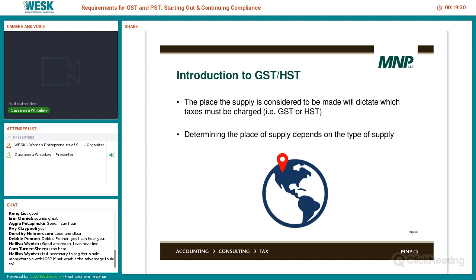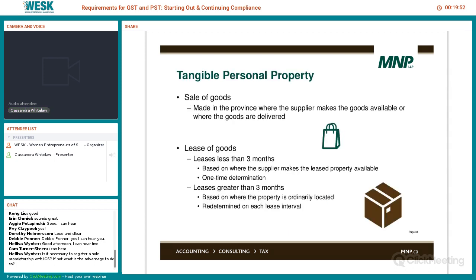Once you've determined that your supply is taxable and not zero rated, then you need to determine whether you're charging GST or HST. To determine that, they look at what's called the place of supply rules. These are fairly complex, so I'll just touch on them at a high level here. But they are based on the type of supply that you're making.